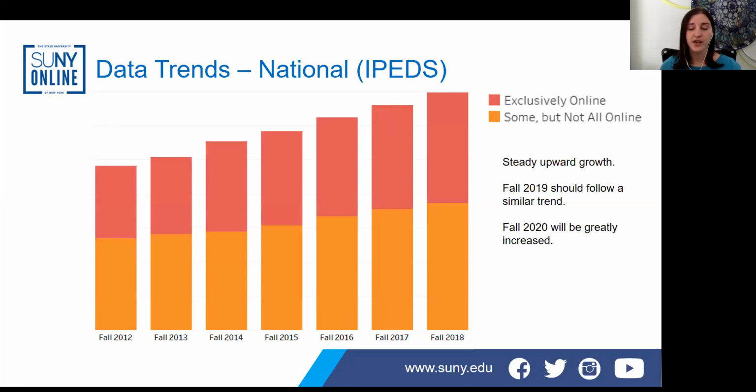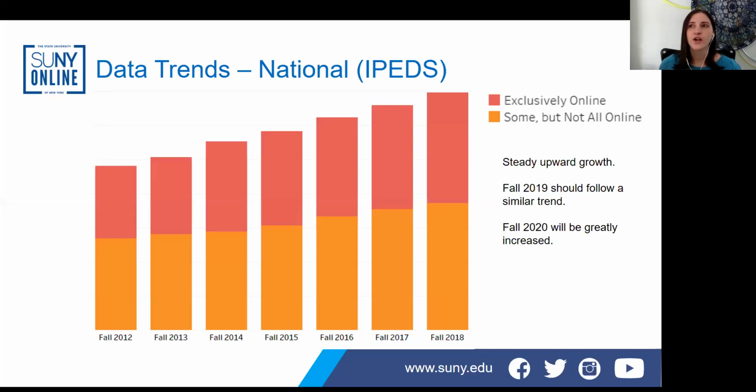But when fall 2020 comes in, it's going to be huge. It's going to look very different. And then, the question becomes, what's going to happen after that, in 2021 and beyond. But I do think that that data is going to look quite different.